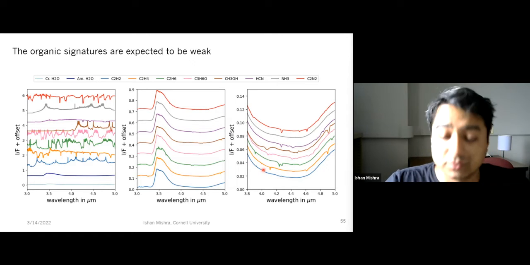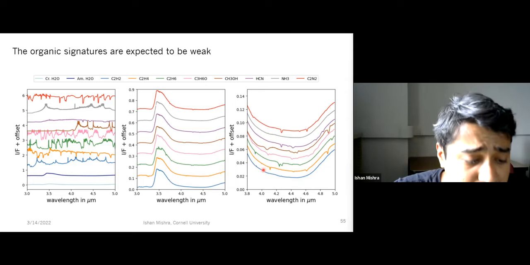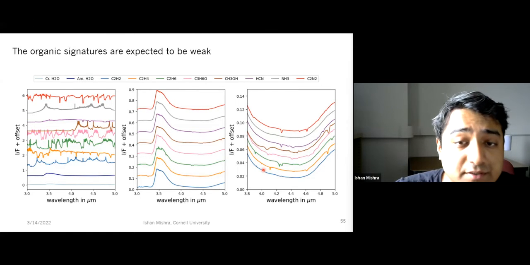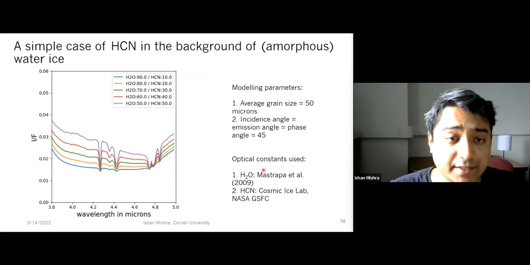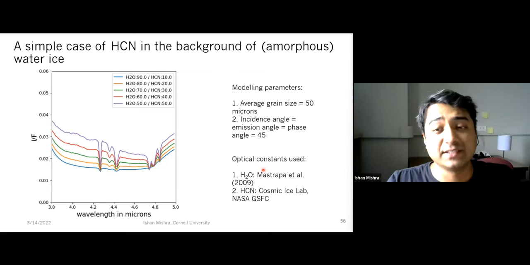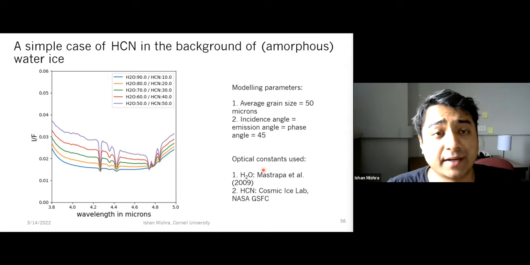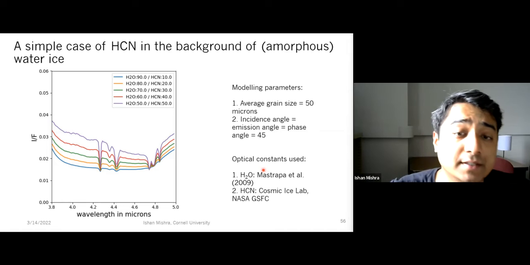And so we want to see how this compares with our expected performance of the upcoming instruments. So I start with the simple case of hydrogen cyanide, because it's a simple molecule with sharp features, and we have seen tentative evidence of cyanide bond on Callisto and Ganymede. So it's a good place to start.